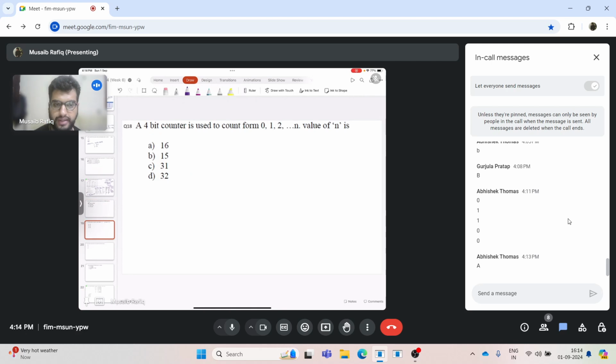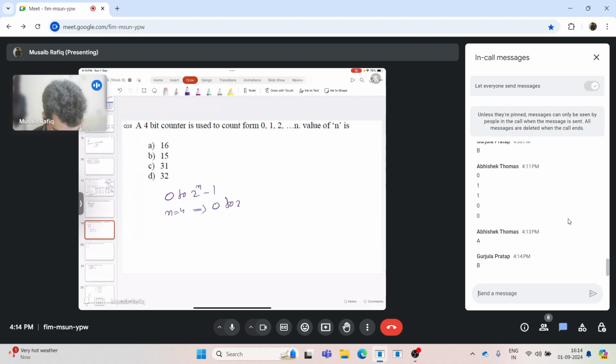Now question number 18. A 4-bit counter is used to count from 0, 1, 2, and so on up to n. What will be the value of n? B, 15, correct. Let's say we have an n-bit counter. It will count from 0 to 2 raised to the power n minus 1. Here n is equal to 4, so it will count from 0 to 2 raised to the power 4 minus 1, that is 0 to 16 minus 1, that is 0 to 15. So it will count up to 15.